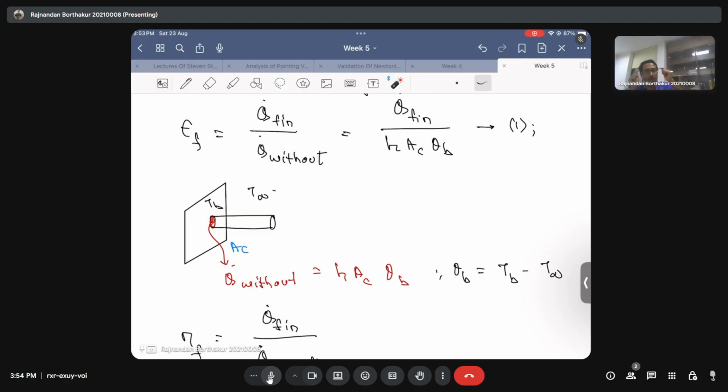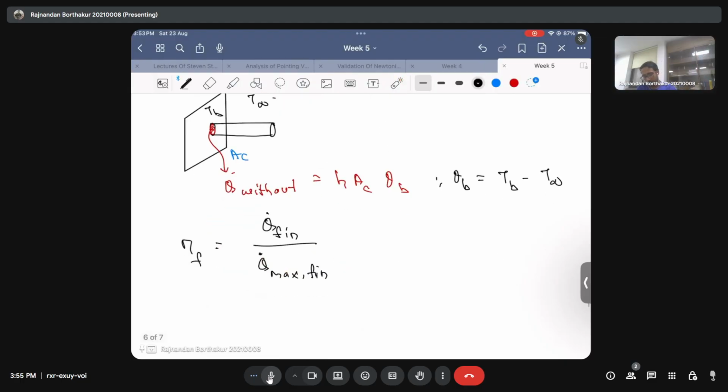This is only possible when the entire fin is at the base temperature. Why? Because if the entire fin is at the base temperature T_b, then it has the maximum gradient in temperature between T_b and T infinity. If the gradient is very high, if delta T is very high, then you can have the maximum heat transfer from the fin. That's what the laws of thermodynamics in fact tell us. So the only way the fin can dissipate maximum heat is when the entire fin has the temperature equal to the base temperature, or you can say that theta is equal to theta_b throughout the fin.